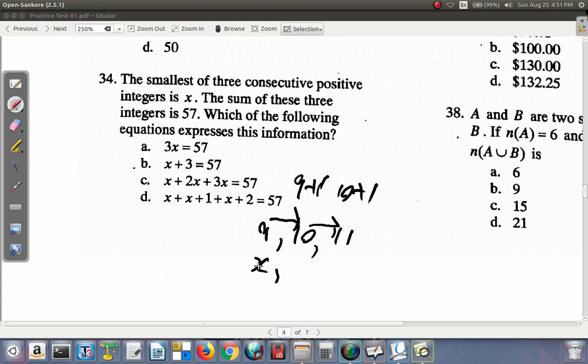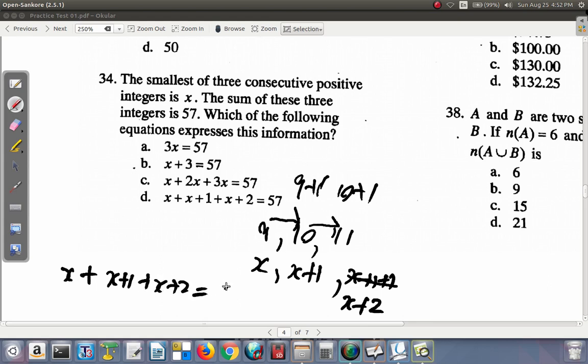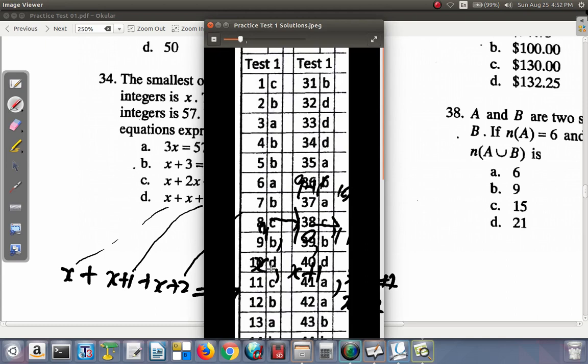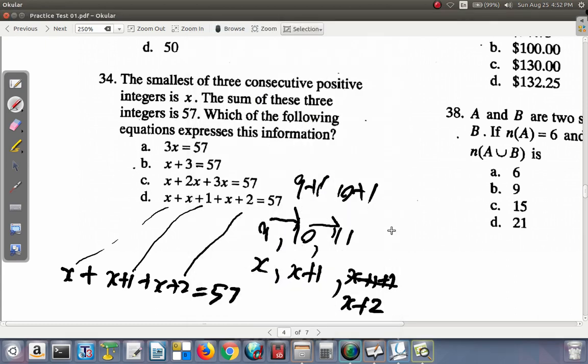So you have x. The next one is x plus 1. What would be the next? Well, it's this plus 1. So it's x plus 1 plus 1. This is the same as x plus 2. So you could rewrite it as x plus 2. The sum of the three is 57. So you have x plus x plus 1 plus x plus 2 equals 57, which is D. So you see question 34 is D, right? That's question 34.